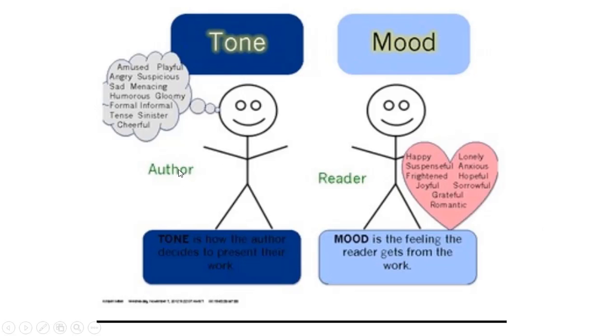I want you to think of tone. That's the author. And the tone is what the author decides to present in their work when they write it. When they write it, they're becoming playful with their words, or angry, or suspicious, or cheerful. But then tone changes into the mood because it affects the reader, and that's why we go for the heart. The tone is coming from the author's brain of how he wants to present his work. And then the tone affects our heart, which creates a mood for us because it's the feeling that we get from reading the author's work.